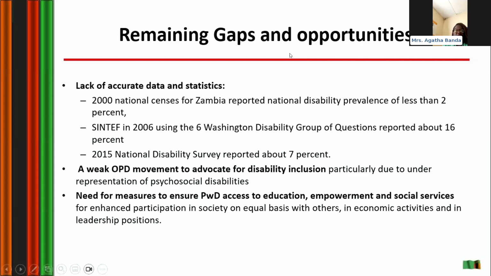payment should not be based on vulnerability, but on the fact that every person with disabilities incurs additional costs by virtue of having that disability. So the payments should be across the board and should come as a form of an allowance and not as what is currently being done. Thank you, Nikki.